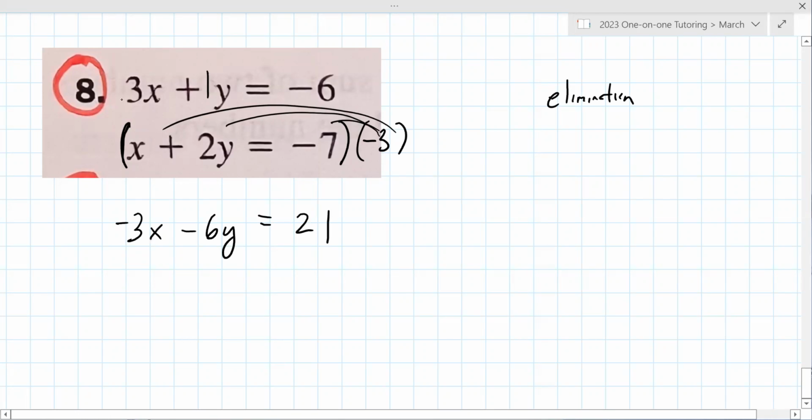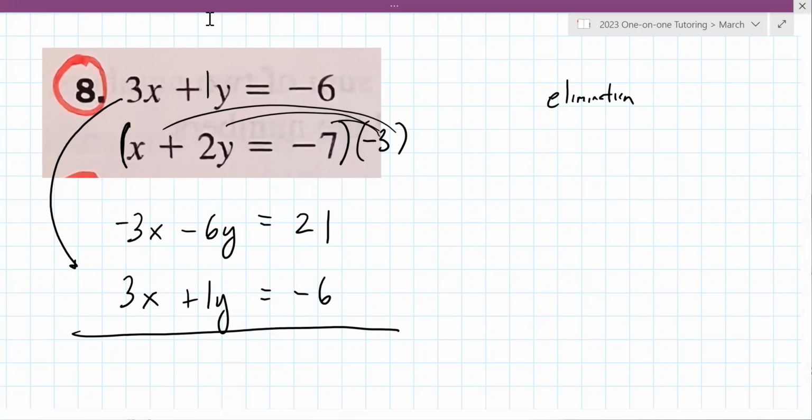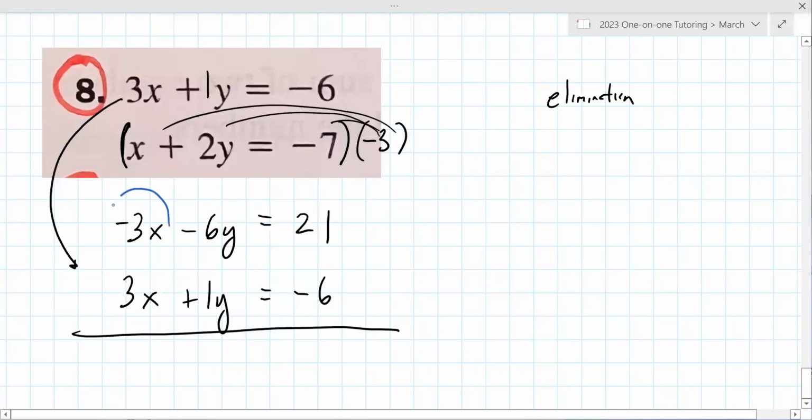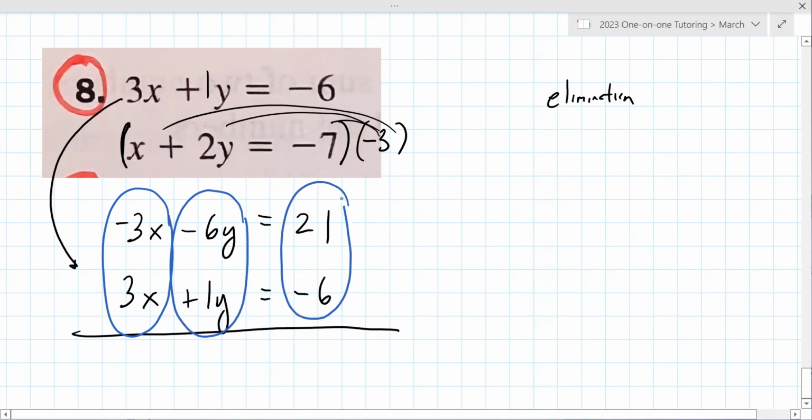And then you're going to bring down 3x plus 1y equals -6. You're bringing down that other equation. So notice that x is opposite in sign here. So when you add these together vertically in those columns, pillars, you can see that that's going to cancel. -3x plus 3x is going to cancel. And we're just going to be left with a y and then equals a number. So this is -5y, -6y plus 1y is -5y equals positive 15.